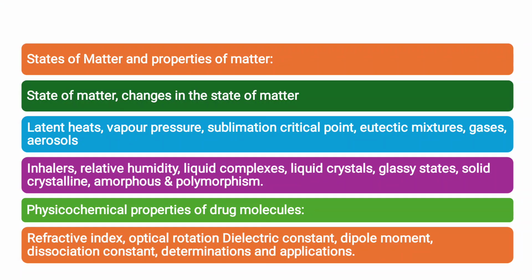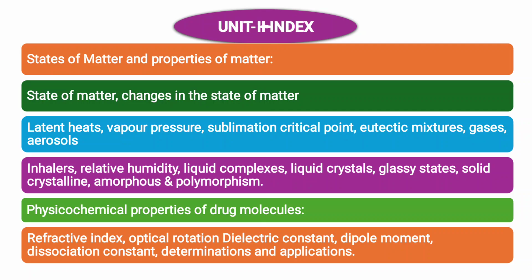So we turn to the second unit of physical pharmaceutics 1: state of matter, properties of matter, solid, liquid, and gases. State of matter, changes in state of matter, sublimation, desublimation, latent heat, vapor pressure, critical point, inhalers, relative humidity, liquid complexes, physicochemical properties of drug molecules, refractive index, optical rotation, dielectric constant, dipole moment, dissociation constant, determination, and application. These are the second unit syllabus of physical pharmaceutics.